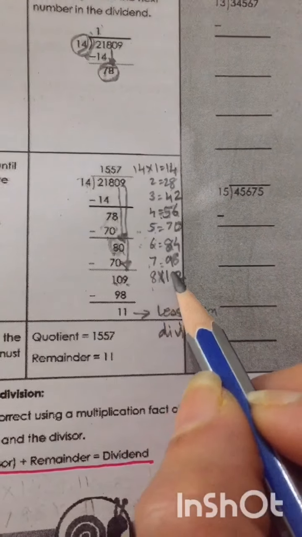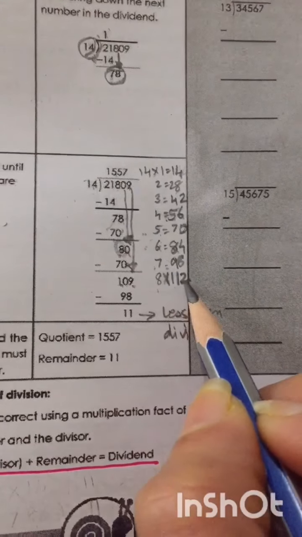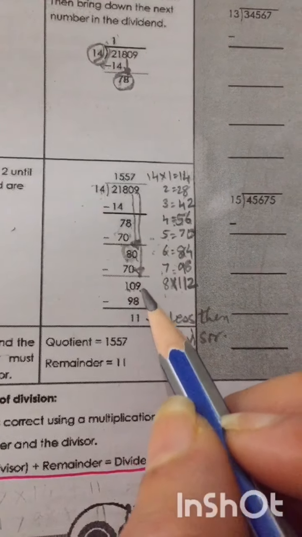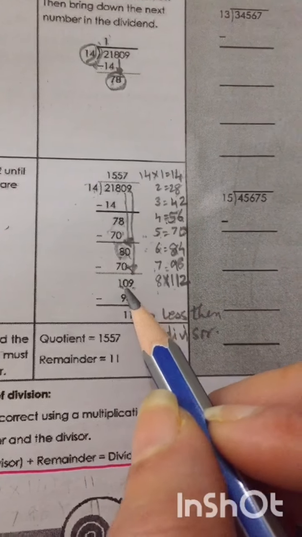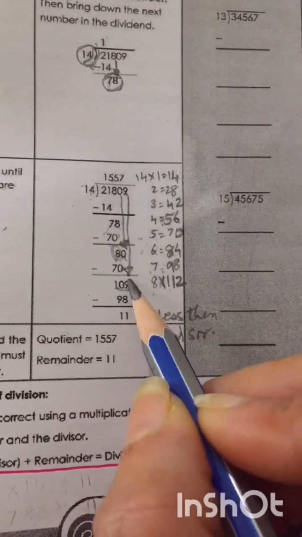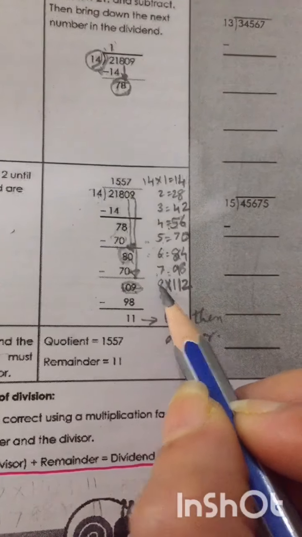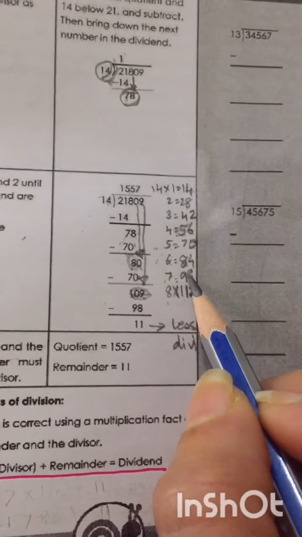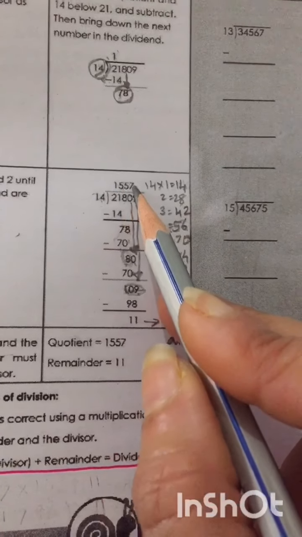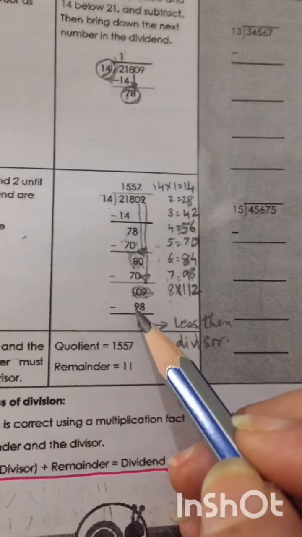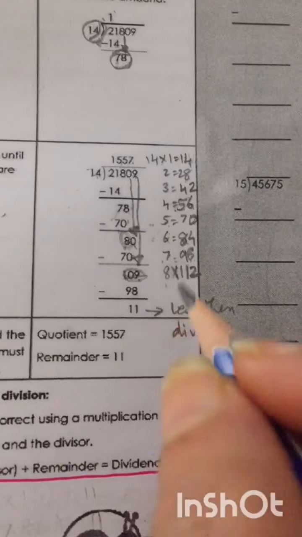So 14 8s are 112 and 14 7s are 98. So 109 comes in between 7 and 8. So we take the lower number. So 14 7s are 98. So 109 minus 98, we get 11.